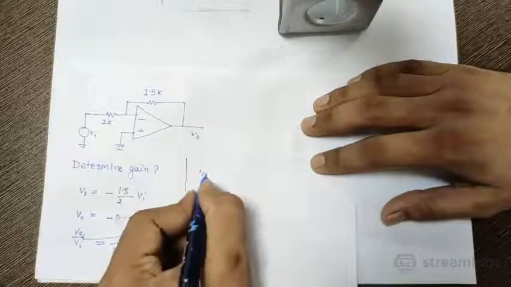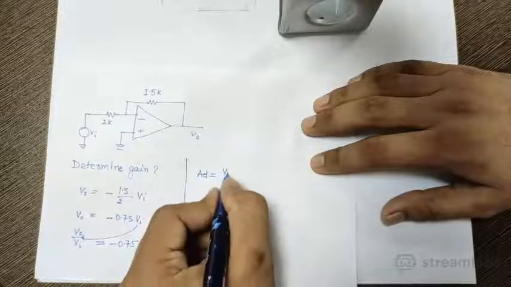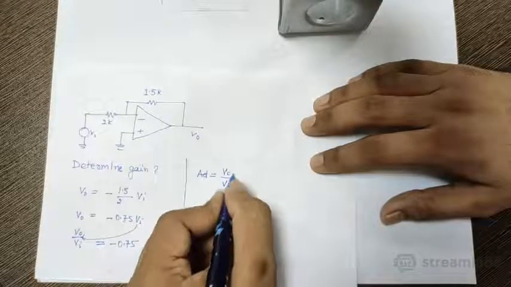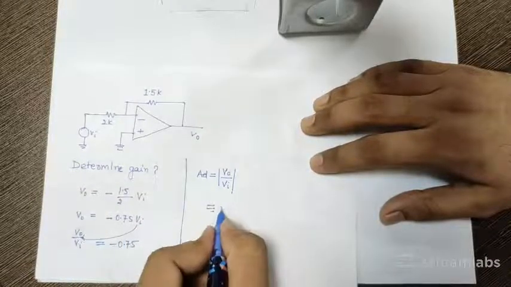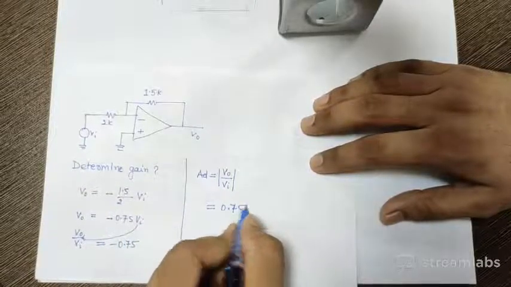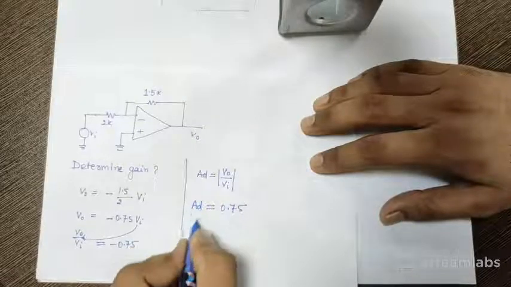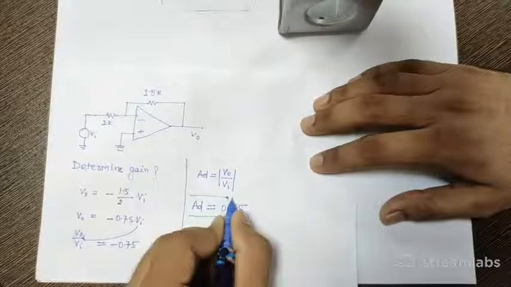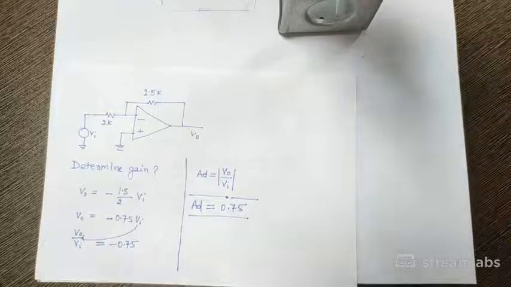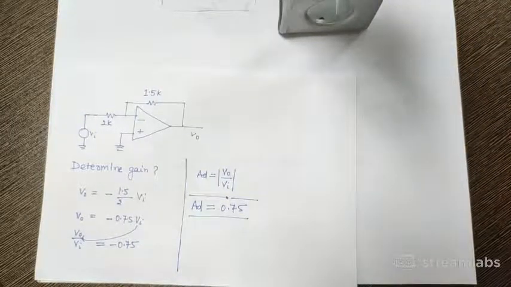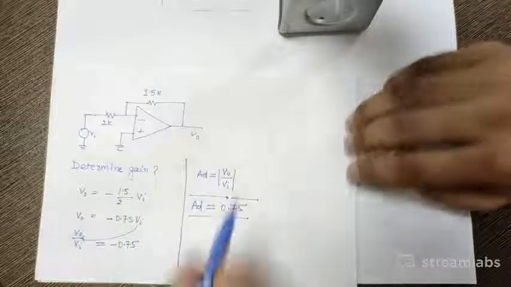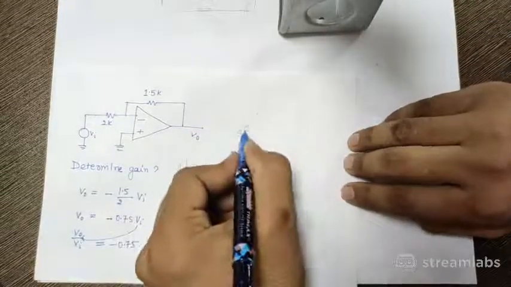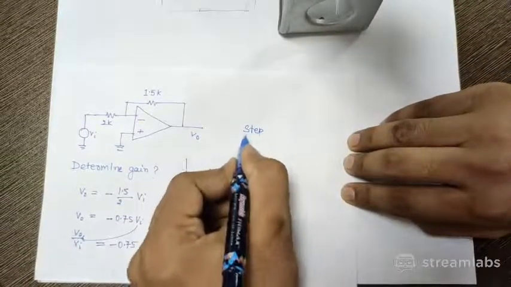this gain AD is calculated as the absolute value of V0 upon Vi, so the gain is equal to 0.75. This is how we can calculate the gain. The process is the same. I think you might have applied the same steps. What were the steps to solve any problem?